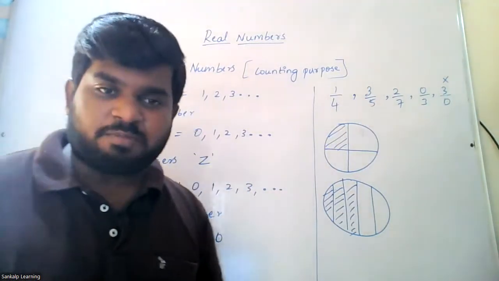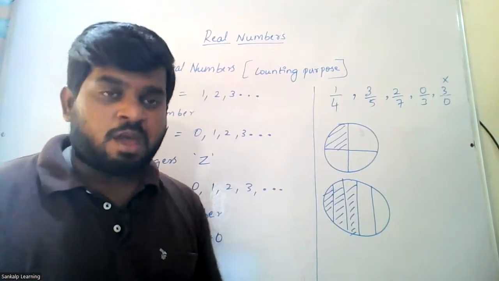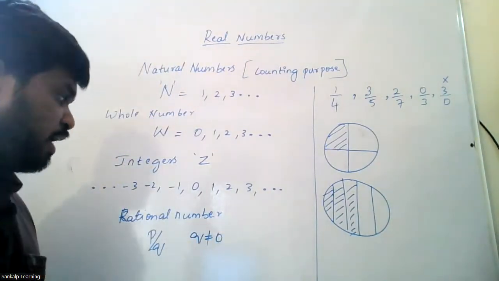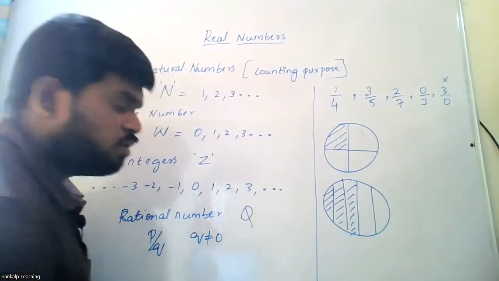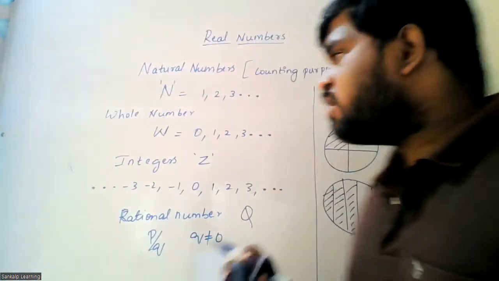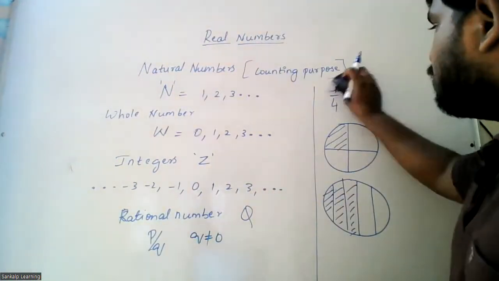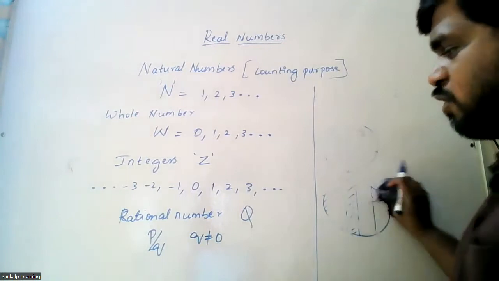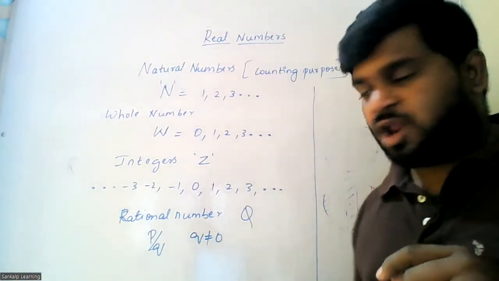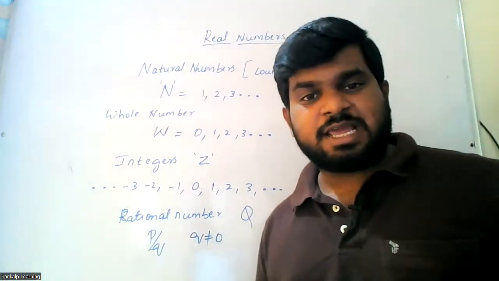The other type of number is known as irrational number. What is this irrational numbers? The opposite of rational. Rational are denoted by Q. Irrationals are denoted by Q dash. Okay. So what are irrational? The numbers which you cannot write in this form. If you can write in this form, then it is rational. If you cannot write it in this form, then it is known as irrational.